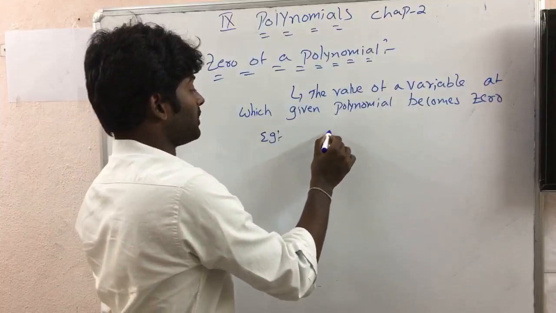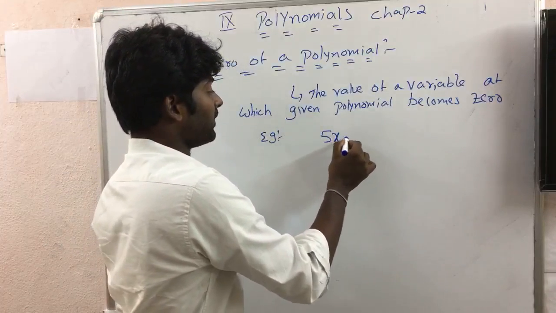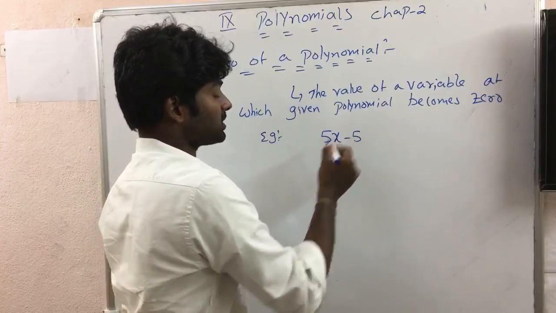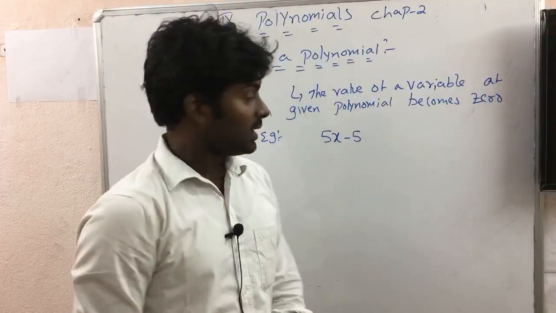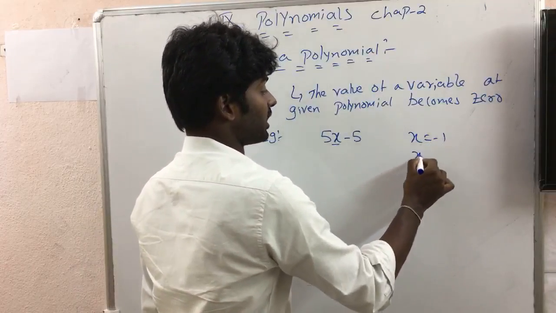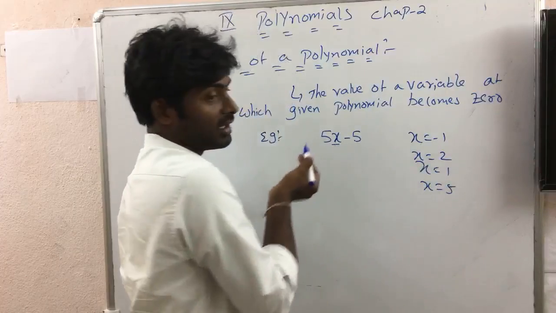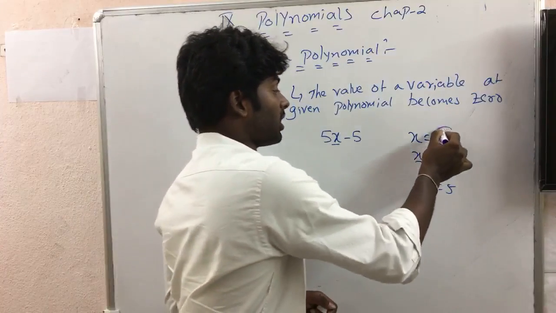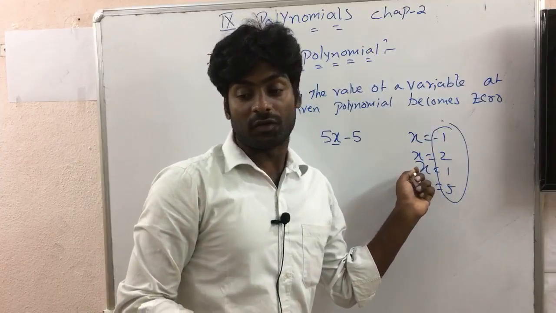if I take one polynomial, 5x minus 5. See here, x is the variable. I can choose x equals to minus 1, x equals to 2, x equals to 1, x equals to 5, because x is the variable. I can have any number of values for x. I can choose any value for the x.